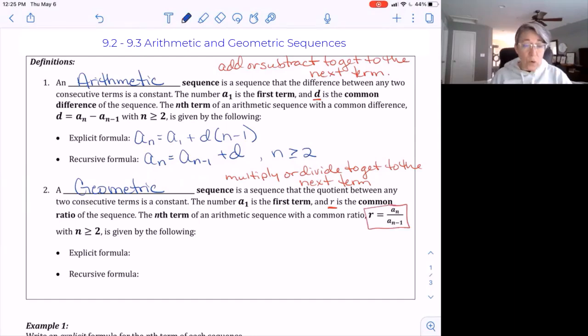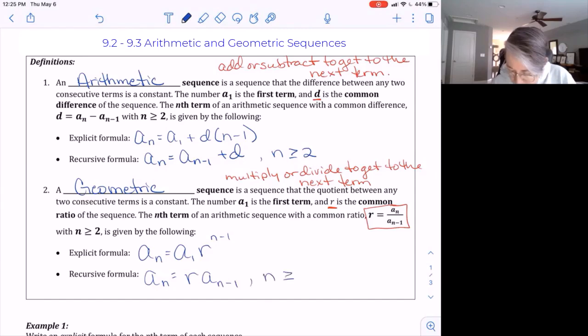So the explicit formula for a geometric is the nth term would be the first term times r to the n minus 1. Notice how that looks like an exponential. You have your initial value in the front, and you have that ratio, or the rate at which it's growing, in the exponent. The recursive formula is the ratio times the term before it. But again, we have to start with n greater than or equal to 2. You have to have at least the first term.